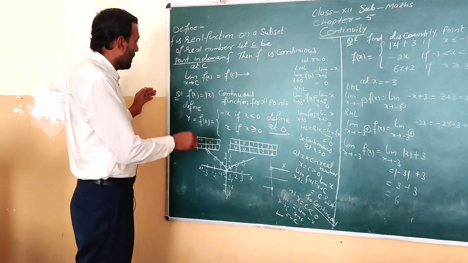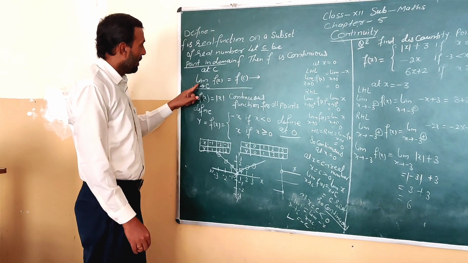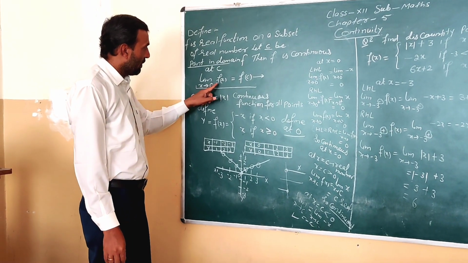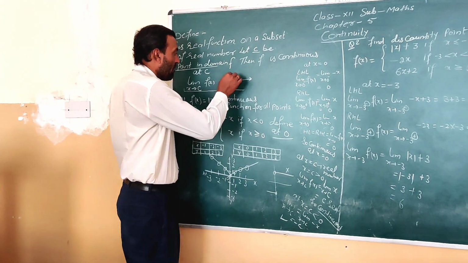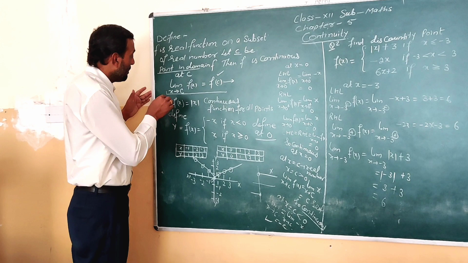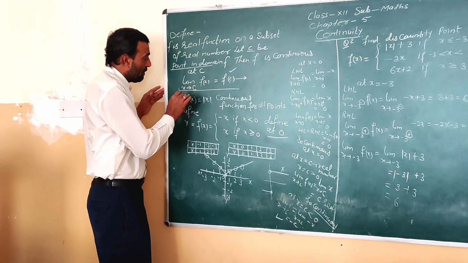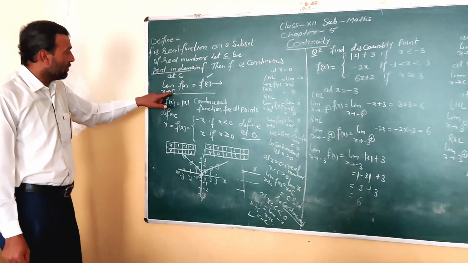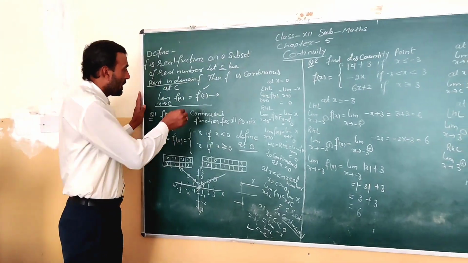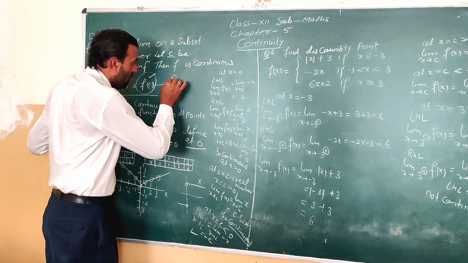For this I am telling you how it is continuous. The limit as x tends to c of f(x) is equal to f(c). It means if we put the value x equal to c, it behaves like a domain. When you put the value of c into the function, we get the answer f(c). It means this value is always real.